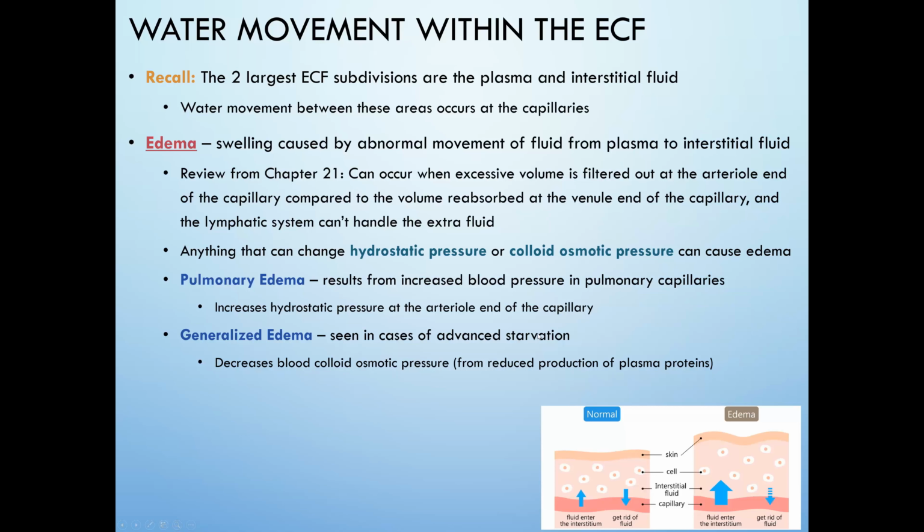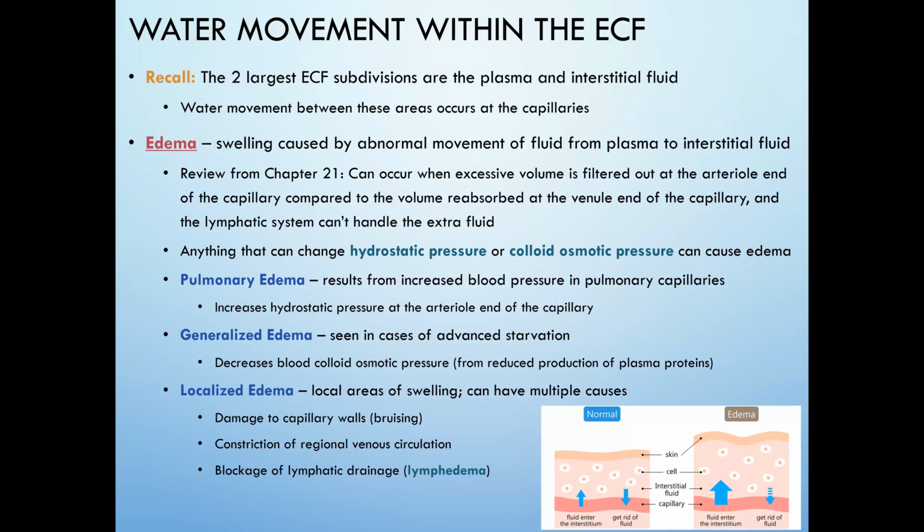And then you can have different types of localized edemas, which are local areas of swelling and can have multiple causes. For example, you can have damage to capillary walls, which happens when you get a bruise and that bruised area swells slightly. You can have constriction of regional venous circulation to an area, and you can also have blockage of lymphatic drainage from an area, and this causes a specific type of edema called lymphedema, which we talked about in chapter 22.